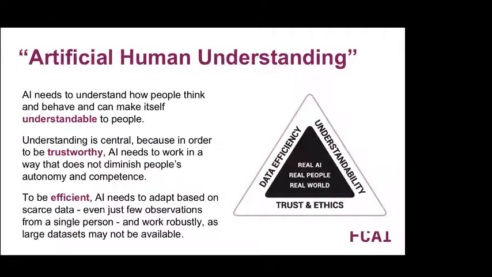I want to link this to broader aims of the Finnish Center for AI before I zoom into the problem of adaptation. So FCAI has taken these three main objectives: understandability, data efficiency, and trust and ethics. And the key vision is summarized as real AI for real people in the real world. When someone says that, it may sound a bit naive, but we're serious about it. And I'm going to be talking about how to make AI understand people.